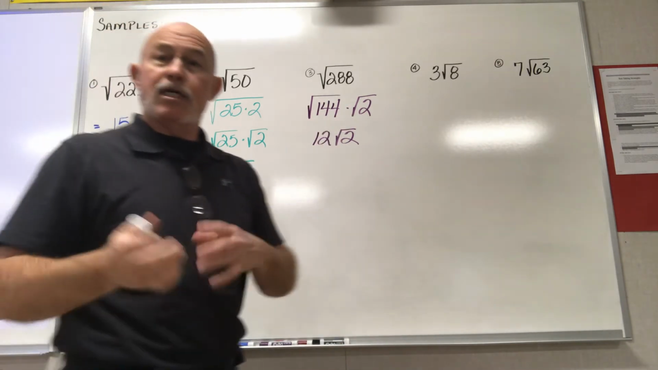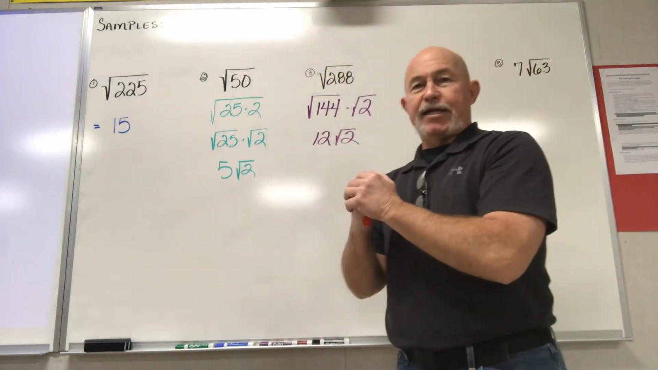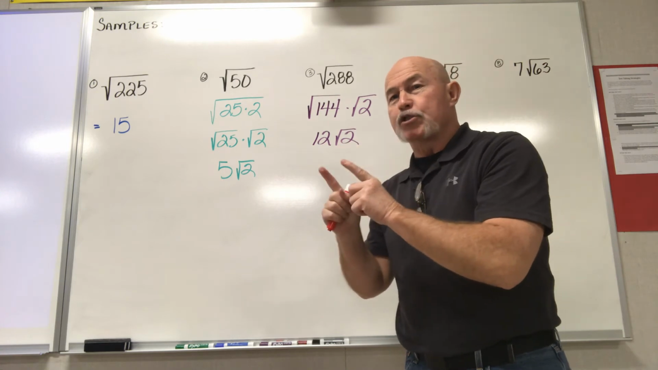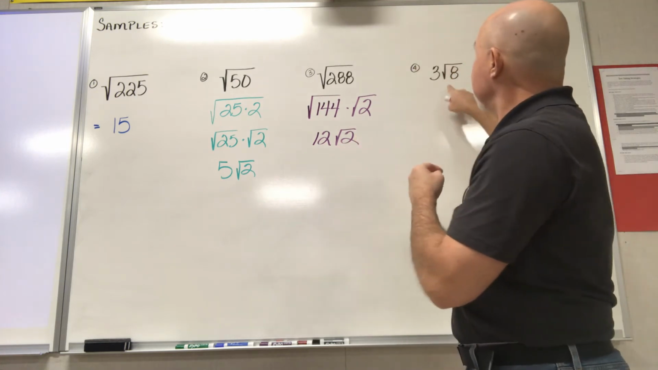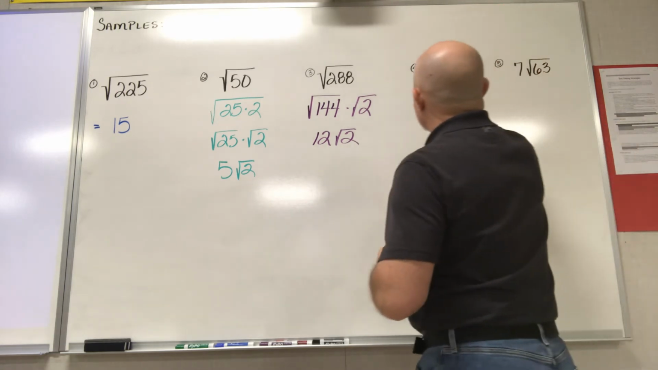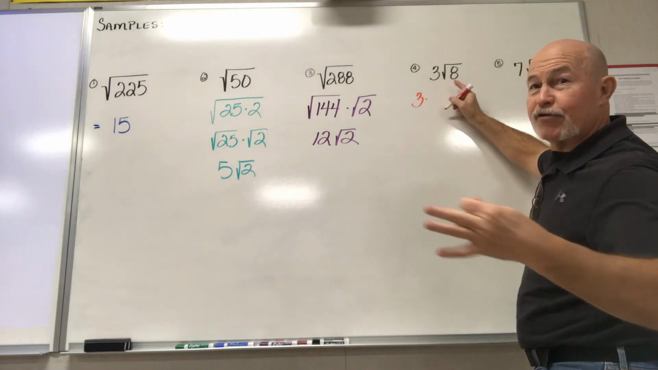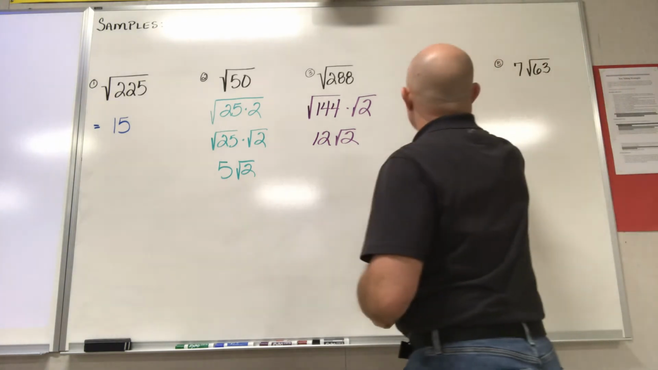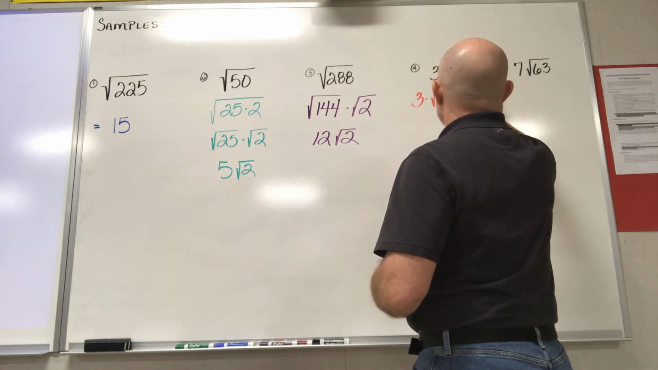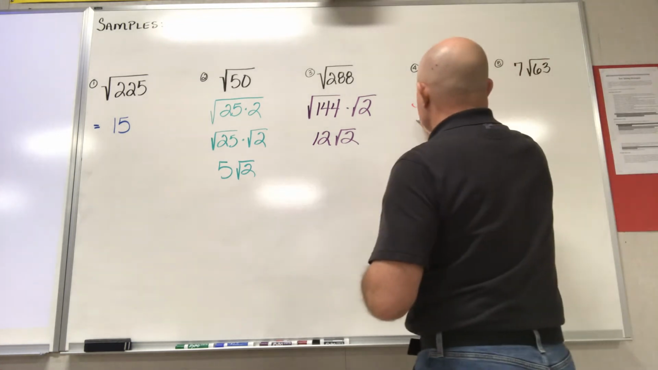Next, I've got 3 times the square root of 8. The number outside is just going to come along for the ride right now. It's not going to multiply anything until we get numbers out of the radical, and that'll happen. So this stays 3 times. 8 can be broken into 4 times 2. Okay? The square root of 4 is 2.